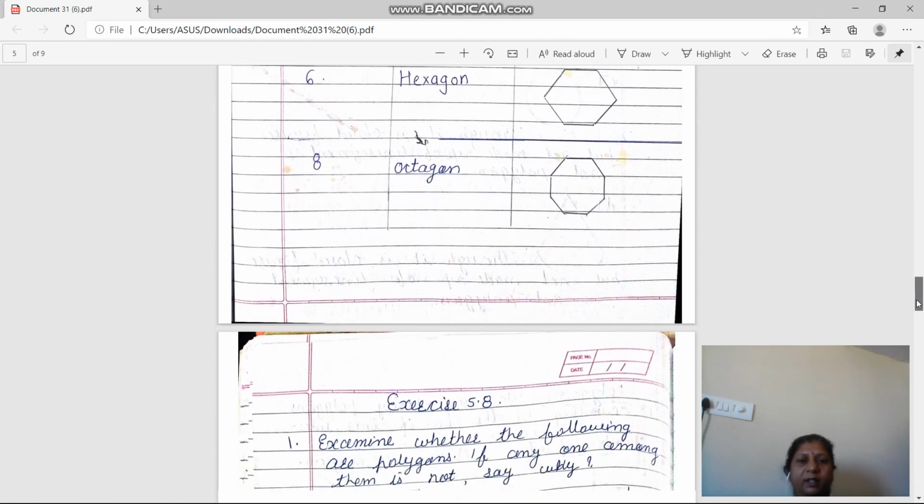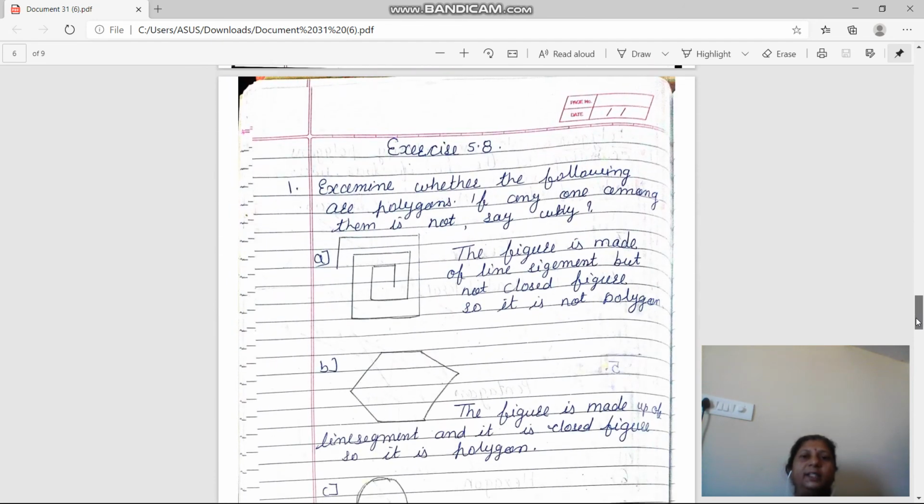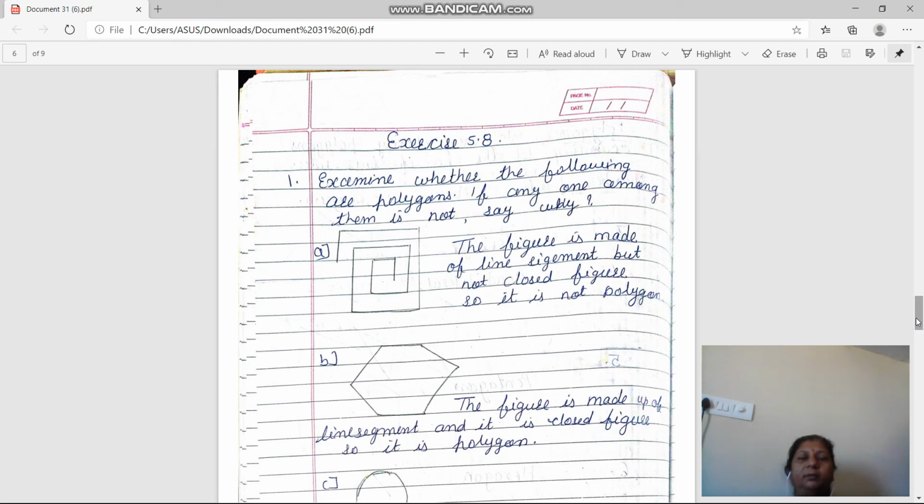Next, exercise 5.8. Examine whether the following are polygons. If any among them is not, say why. See the first diagram. It is made up of line segments, but is it a polygon? No. Why? Because it is not a closed figure. So we write here, the figure is made up of line segments but is not a closed figure, so it is not a polygon. Get it? Next.